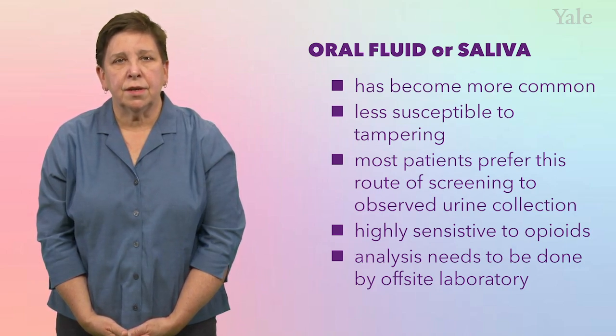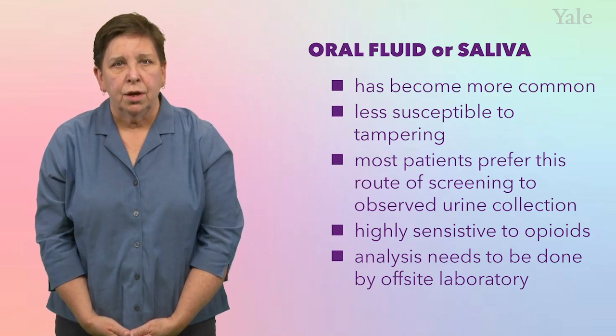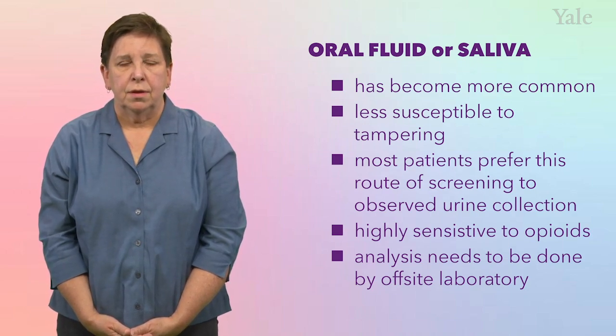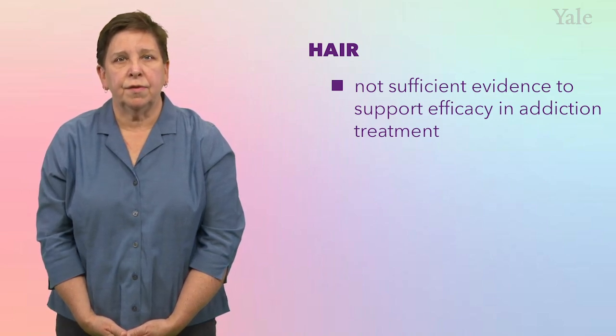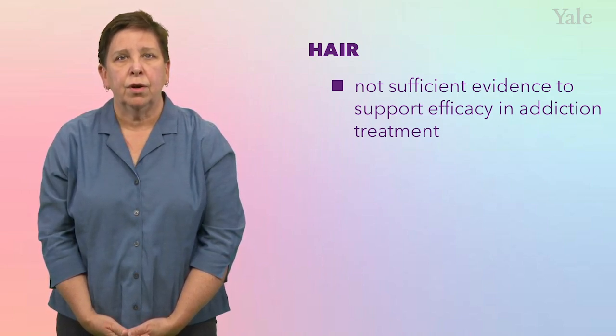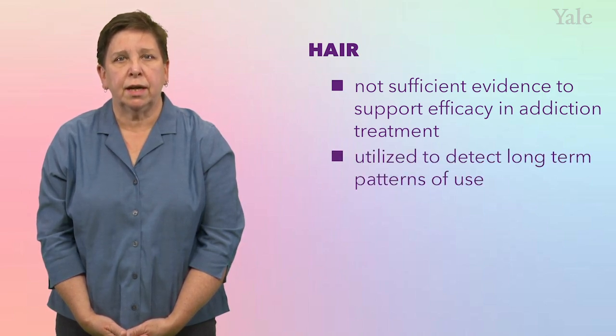Blood analysis is another matrix used in screening for substance use, but is primarily done in the emergency department setting where there is a need to assess intoxication or impairment. To finish up the rest of the matrices, there's not sufficient evidence to support the use of hair or sweat testing in addiction treatment, although if necessary, hair testing can be utilized to detect long-term patterns of use.